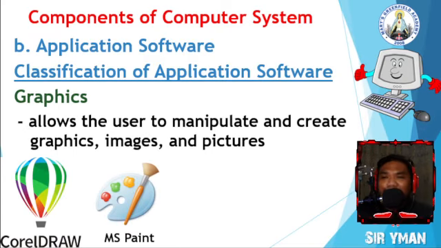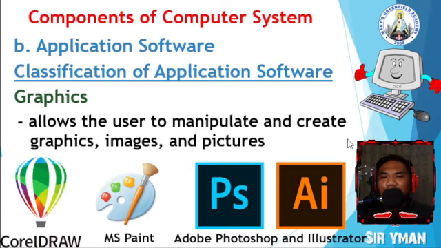MS Paint. Yan, MS Paint, if you're just a very beginner, usually MS Paint ang ginagamit to create arts, to create images and graphics. And ito na yung ginagamit ni Sir Yman, mga Adobe programs which are Adobe Photoshop and Illustrator. So when it comes to photo editing, ito yung ginagamit ko. Illustrator usually ginagamit sa paggawa ng mga banners, paggawa ng logos. Alright, so panlima yan, graphics ha.